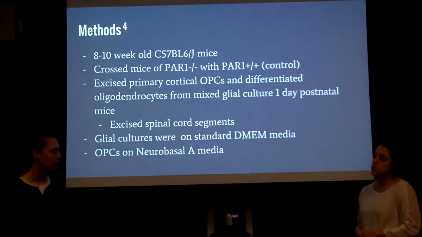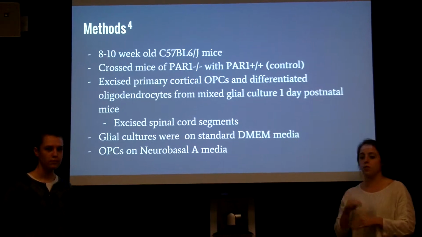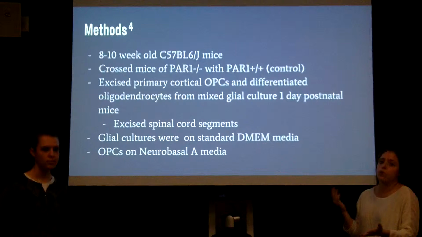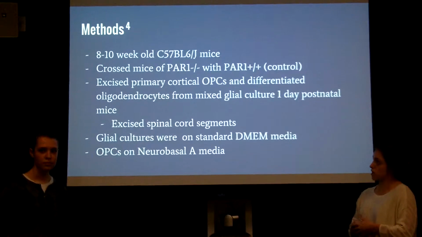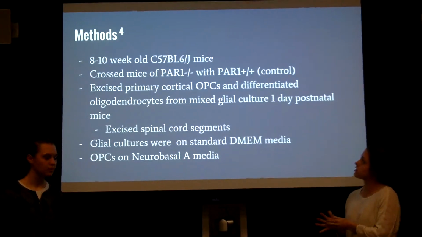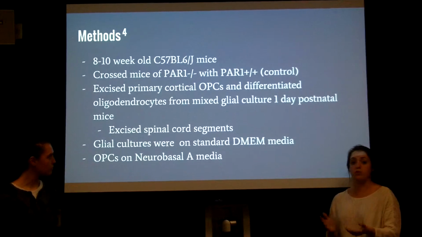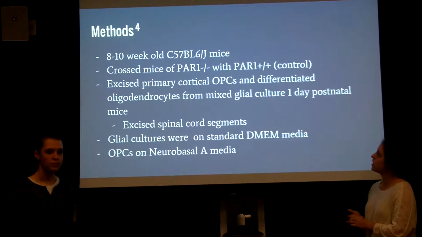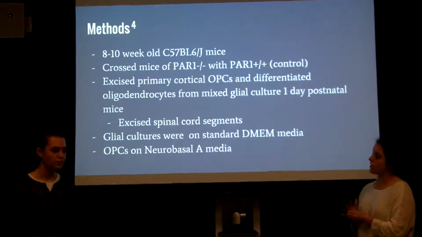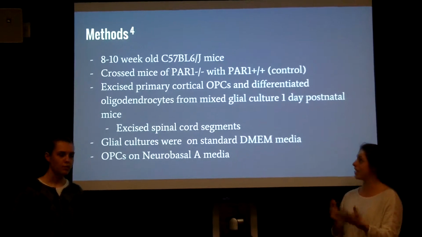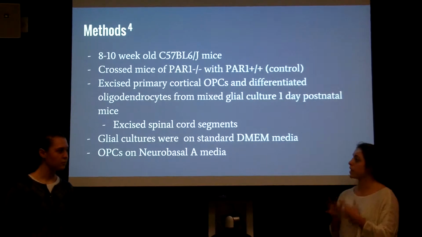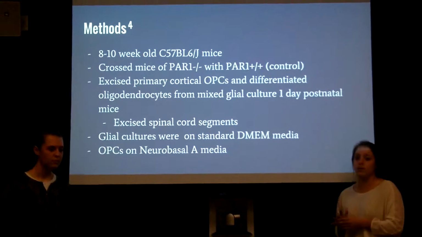This experiment used various different methods because they wanted to test multiple aspects of Kallikrein 6 activity. In order to do that, they wanted to harvest a large number of cells. So they used 8 to 10 week old mice of a certain strain, and they crossed them based on their presence or absence of the PAR1 receptor protein, and they created an offspring generation that they used for their experiments. They anesthetized their mice 1 day after birth, and they used 5 millimeter segments of the spinal cord and grew those cultures on DMEM media.